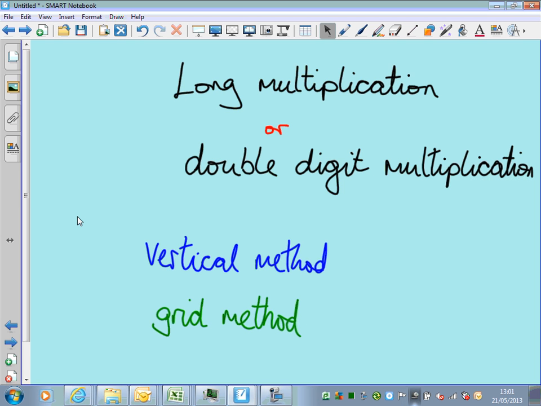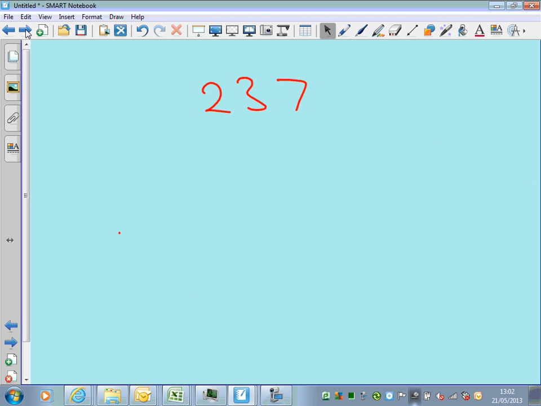Two different ways of working out the answer to a multiplication sum with more than one digit numbers, more than single digit numbers. I favour one of these over the other quite strongly myself, but I'll show you both and you can make your own minds up and hopefully decide I'm right.